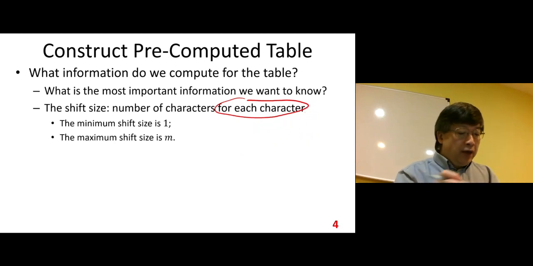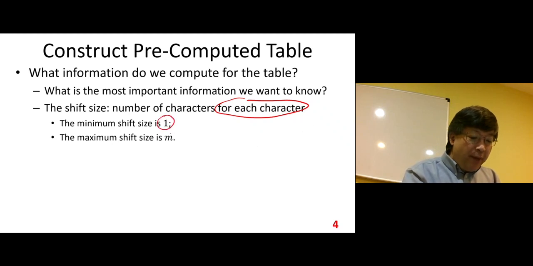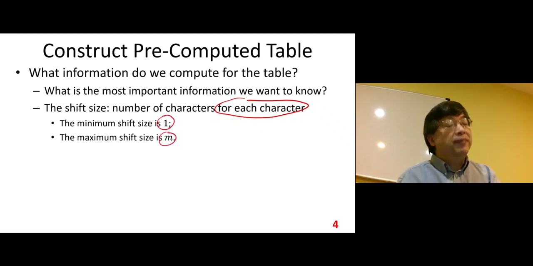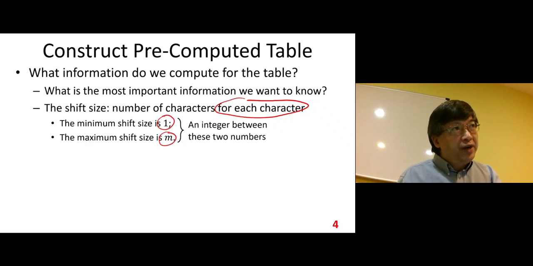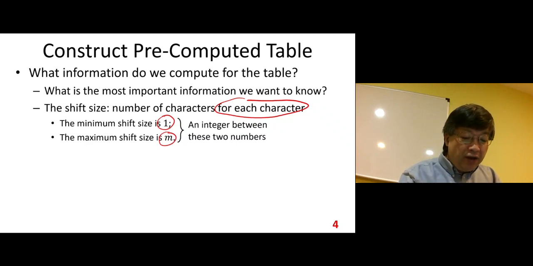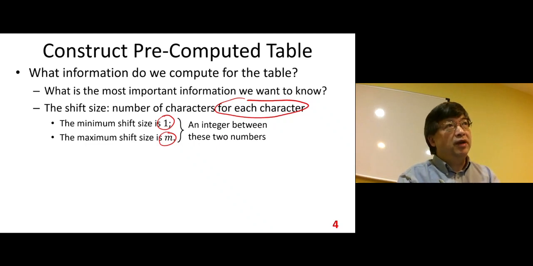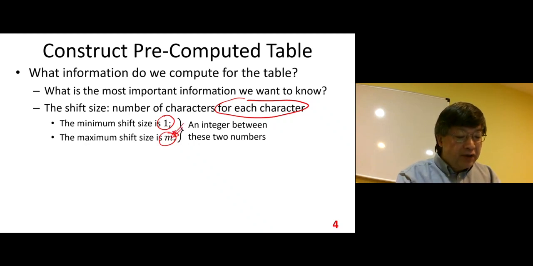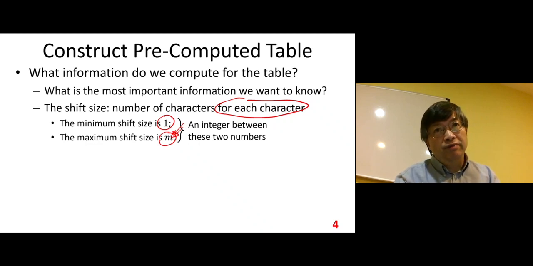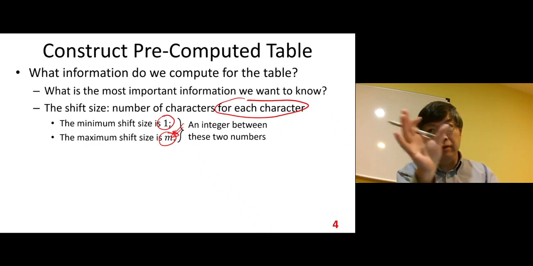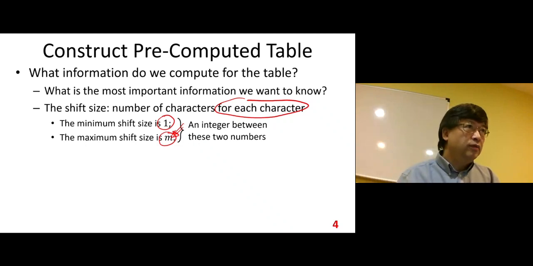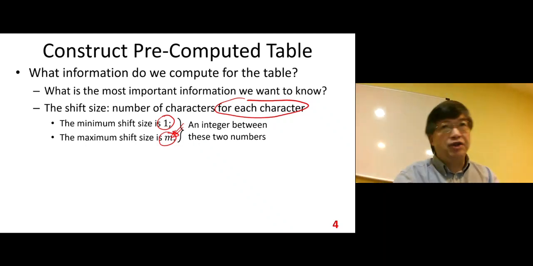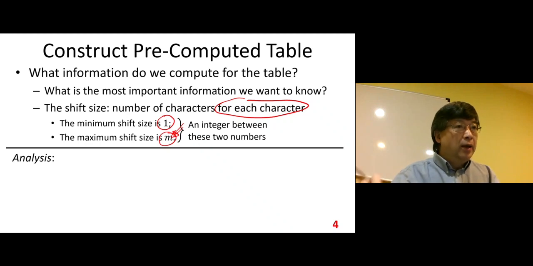The minimum shift size is 1. The maximum shift size is n. In the general case, we get any integer between these two numbers. But the larger the shift size, the faster our algorithm. If we can move the pattern faster, then we can complete the search faster. Now, let's do some analysis.